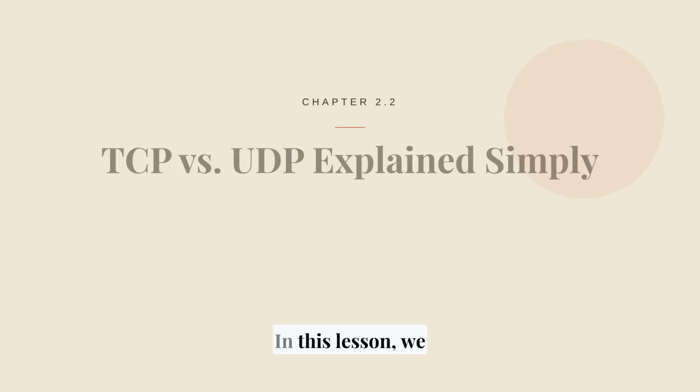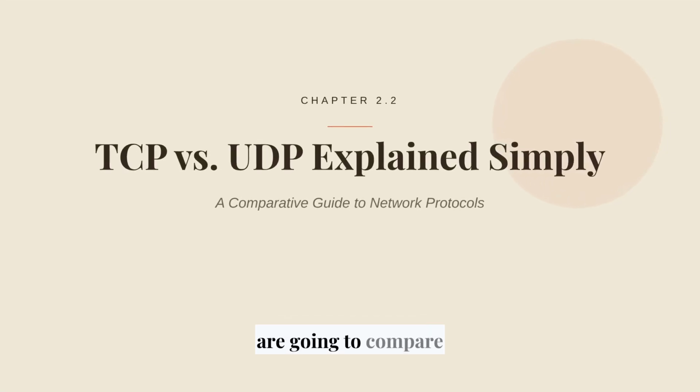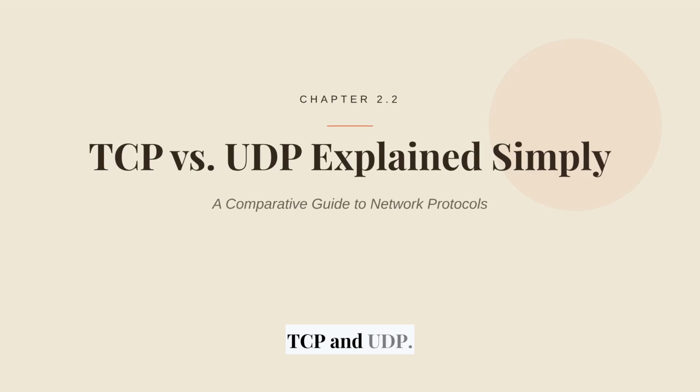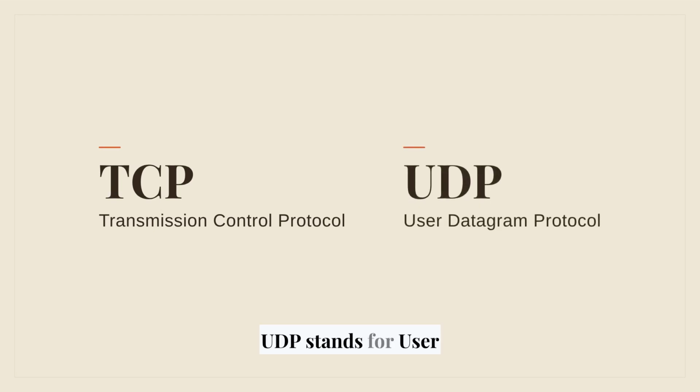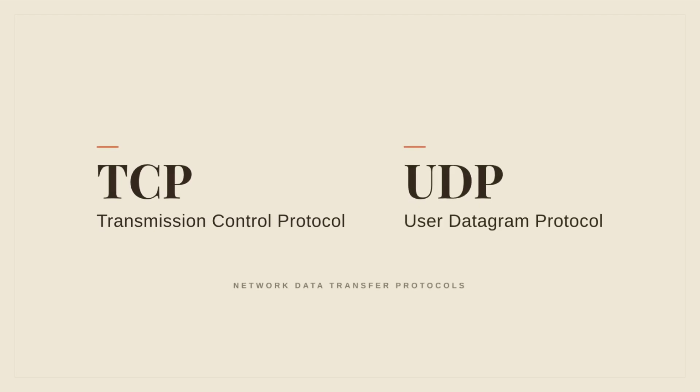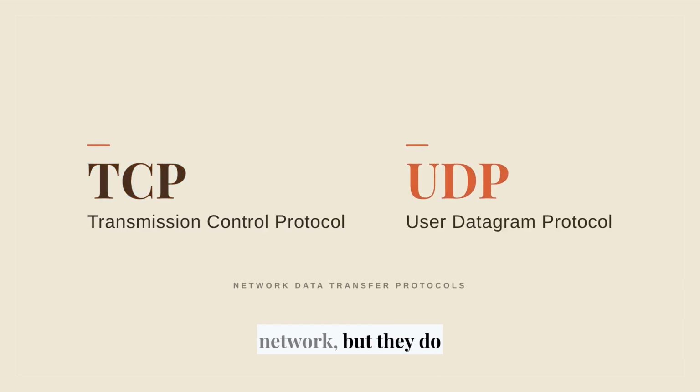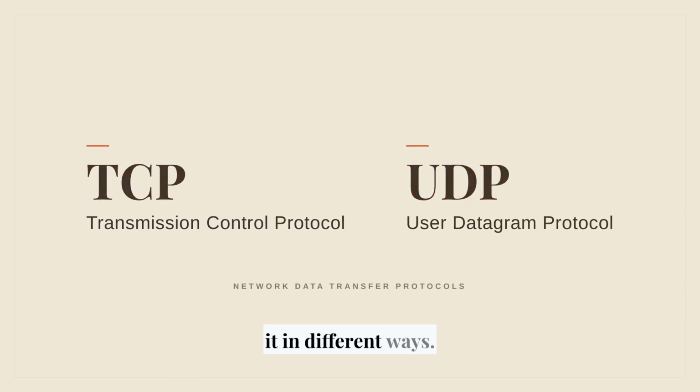Welcome back. In this lesson, we are going to compare TCP and UDP. TCP stands for Transmission Control Protocol. UDP stands for User Datagram Protocol. Both are used to move data across a network, but they do it in different ways.